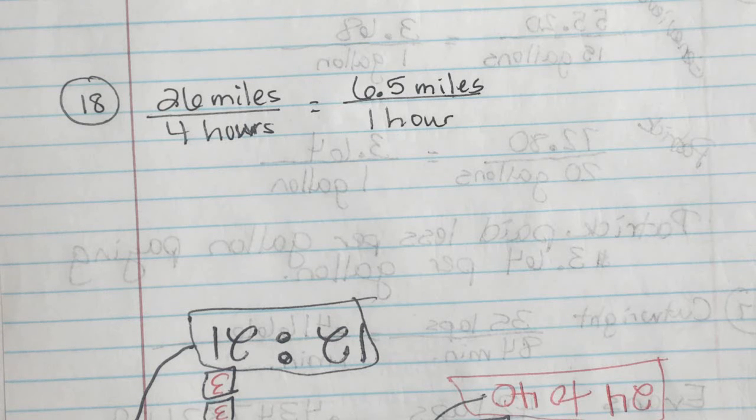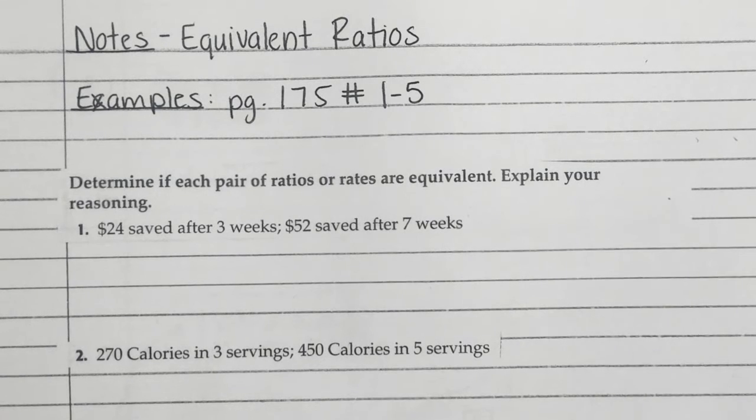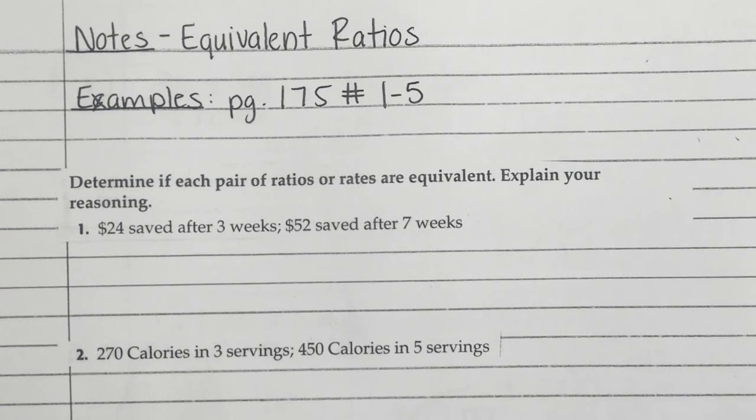This is where you would pass out the notes on equivalent ratios. This worksheet. Waiting on them to get out their pencil and their calculator. It's okay. Okay, so these examples are right out of the book. We just made a sheet because it's easier.